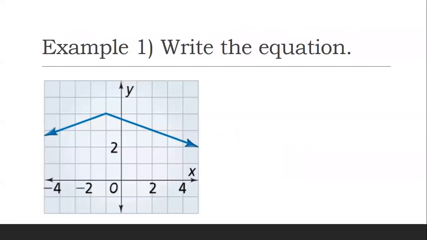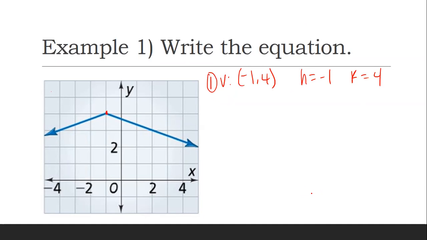So let's do the first one together. So on the first one here, we're going to identify our vertex. So 1, the vertex. My vertex is right here. The vertex is at -1, positive 4. Okay, what that tells me is that my h equals negative 1 and my k equals 4.